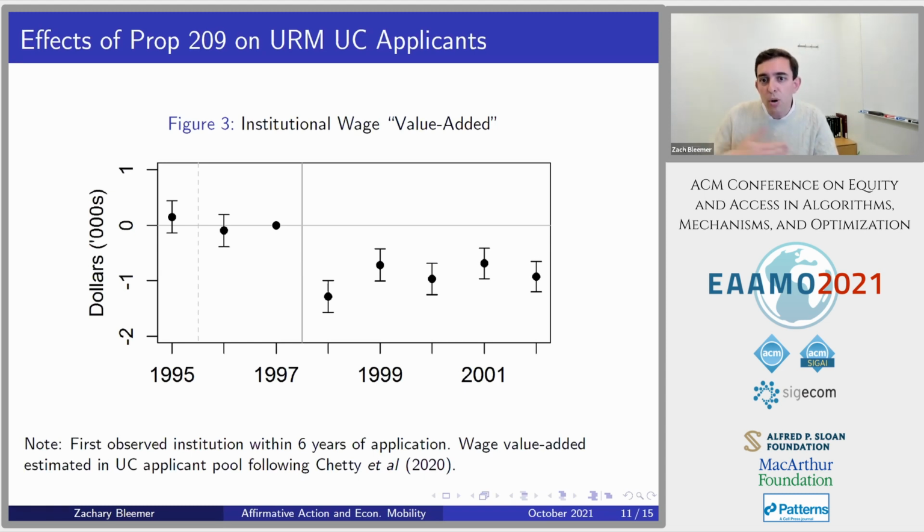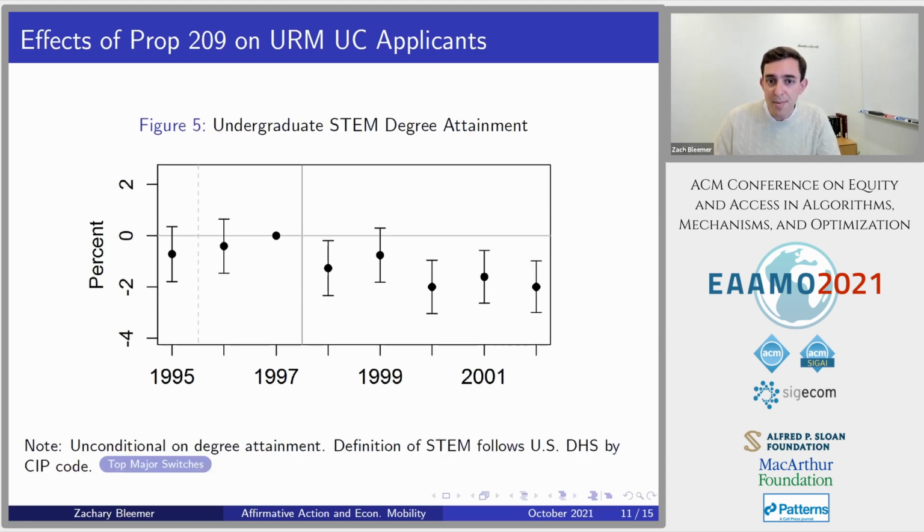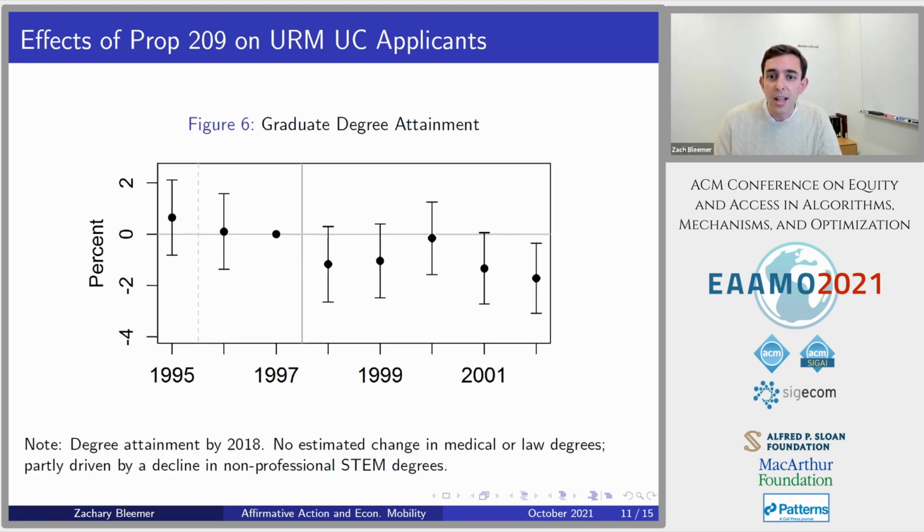What was the ramification of enrolling at the lower value added institutions? Well, Black and Hispanic students' likelihood of earning a college degree within 6 years fell on average across all of these students, here focusing on students in the bottom quartile of the academic index distribution. These students became less likely to earn college degrees at all. Moving past college degrees to STEM degree attainment, you see both an unconditional and conditional decline in these students' overall likelihood of earning a degree in science and engineering. You see a decline in these students' likelihood of earning any graduate degree.